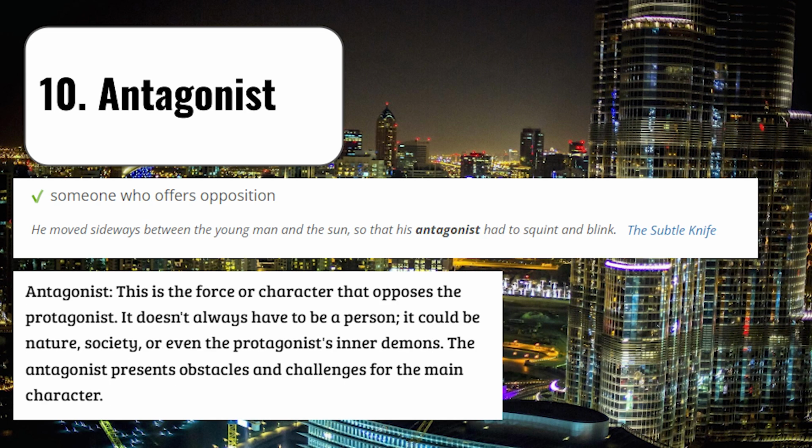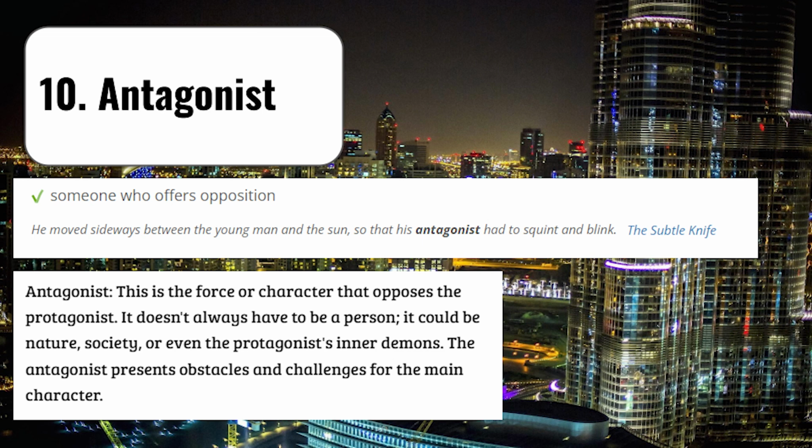Term number 10 is the antagonist, and this is someone who offers opposition. You can't have more than one antagonist in a story as well. This is the force or character that opposes the protagonist. It doesn't always have to be a person. It could be nature, society, or even the protagonist's inner demons. And by that, we mean some inner problems that they have, some things that they're trying to work through, some problems that they're going to get rid of. The antagonist presents obstacles and challenges for the main character.